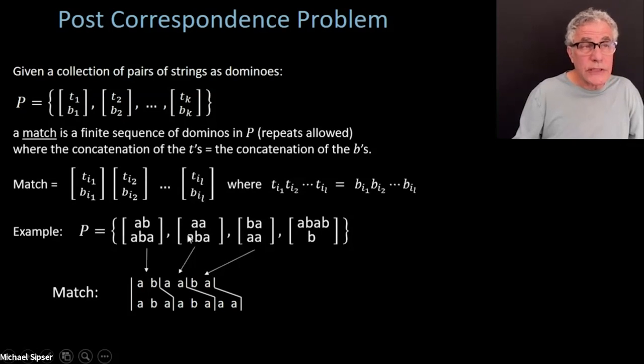We're going to reuse this domino because that's the only one that starts with an AA. So we're going to reuse that one. Now we have AA and ABA. Now we need something that starts with ABA.